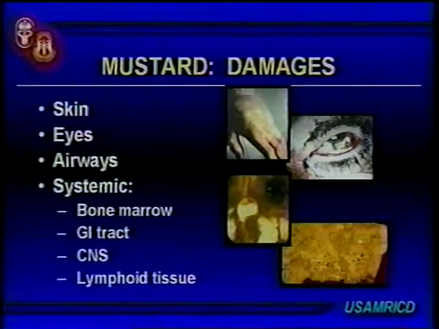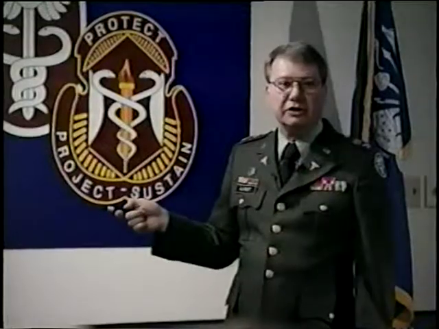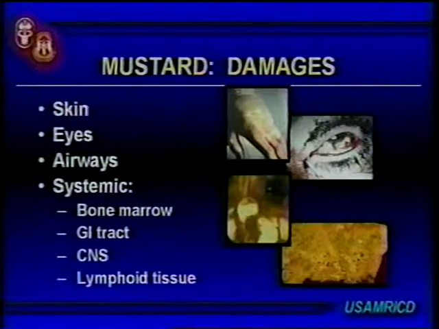The bone marrow, the GI tract. CNS is not rapidly dividing, but we'll talk about CNS later on, and of course in lymphoid tissue. But the systemic effects that you're going to see most readily are going to be bone marrow and GI if you get them. Hand blisters, this is a moderate to severe conjunctivitis with mustard.